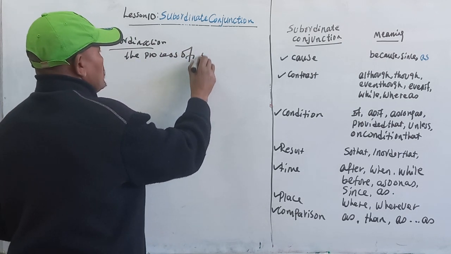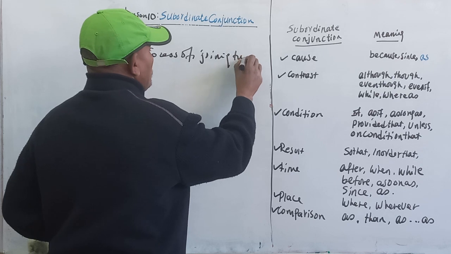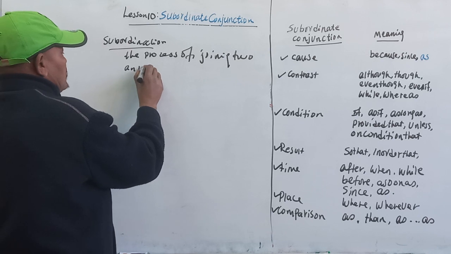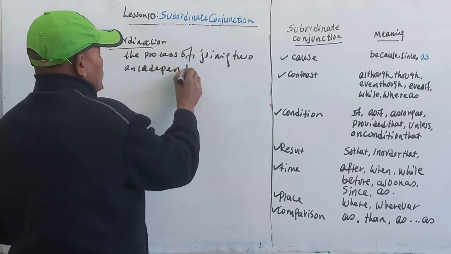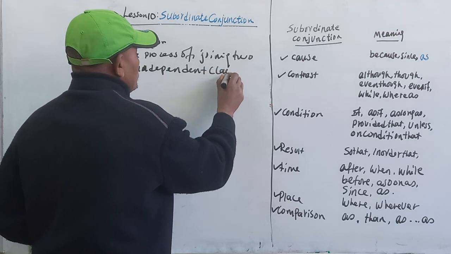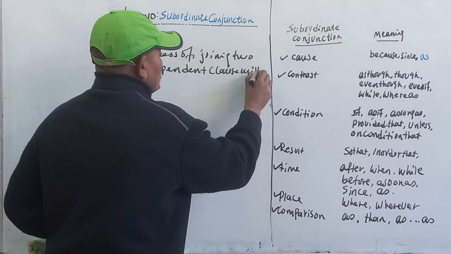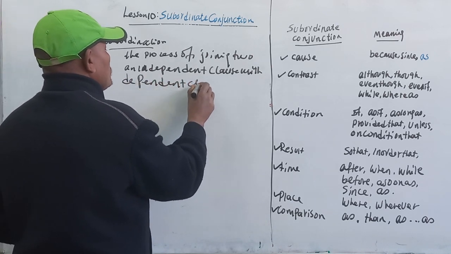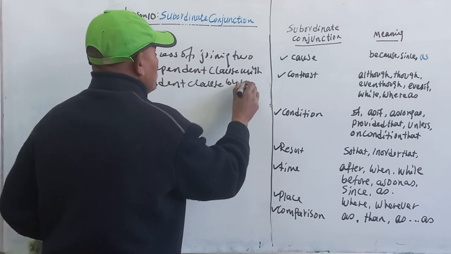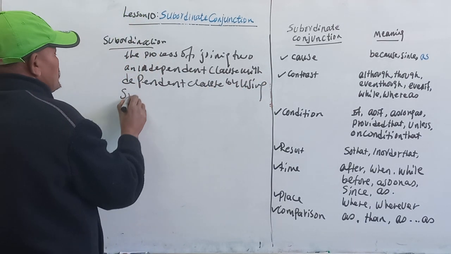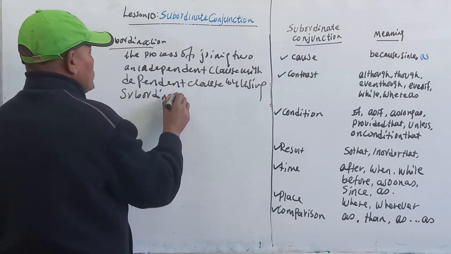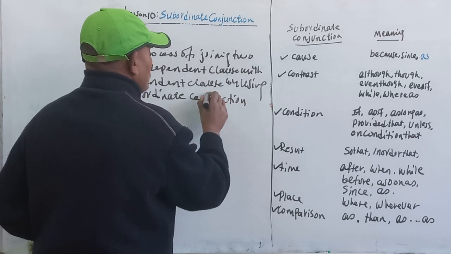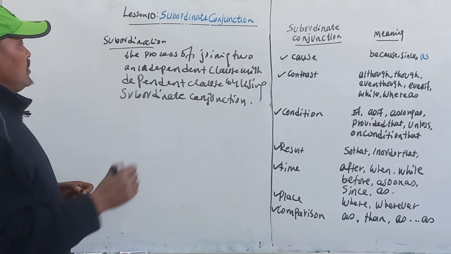joining an independent clause with the dependent clause by using subordinate conjunctions. This is the definition of subordination.